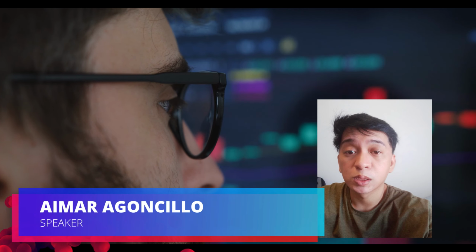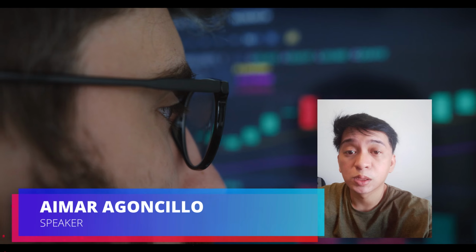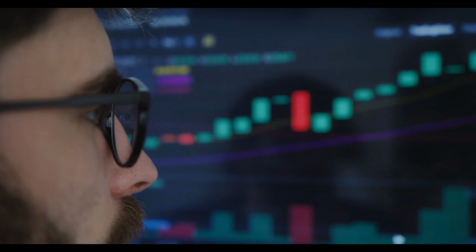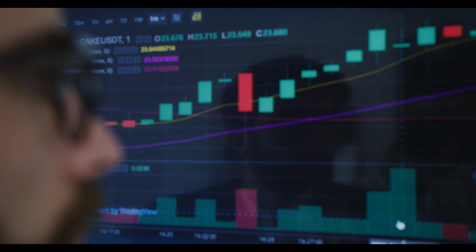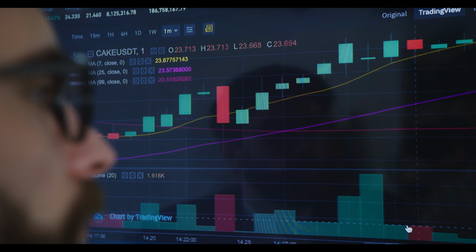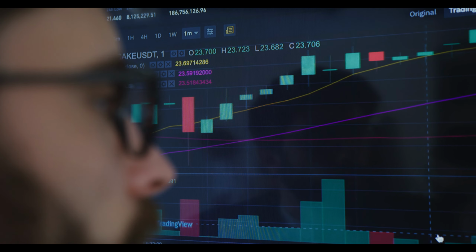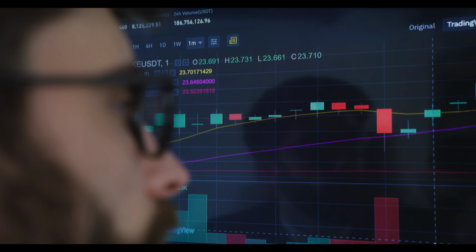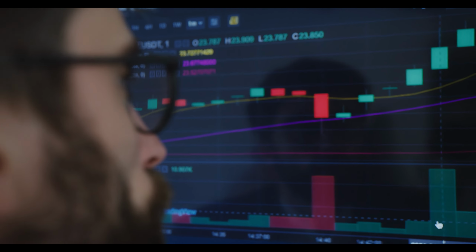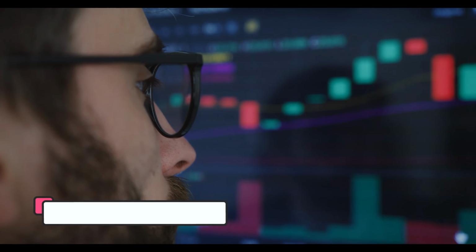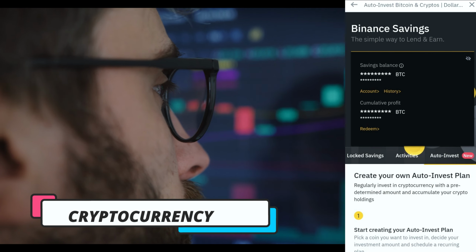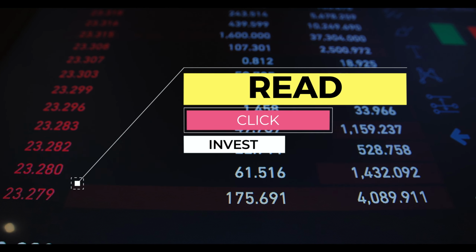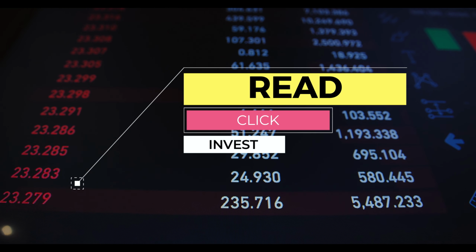Good day everyone! Today I'm gonna motivate you guys on how to create passive income as a leader. As a leader, it's very important to inspire you guys to invest, especially if it will help you to have more money in the future. How to generate passive income through cryptocurrency on the Binance platform? Well, it's very easy. You just have to read, click, invest.